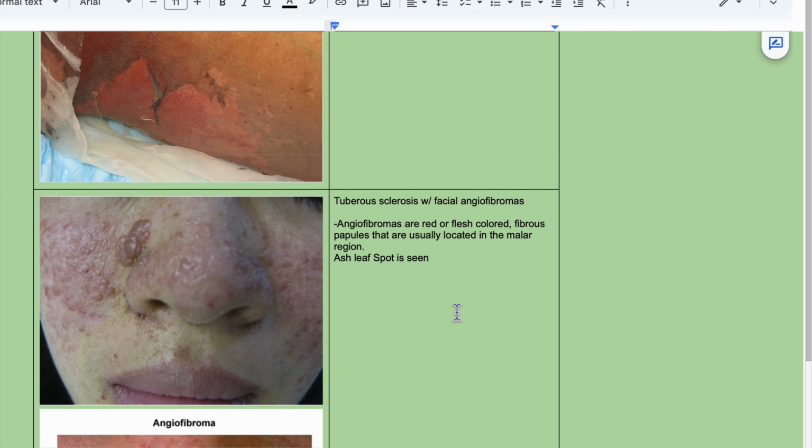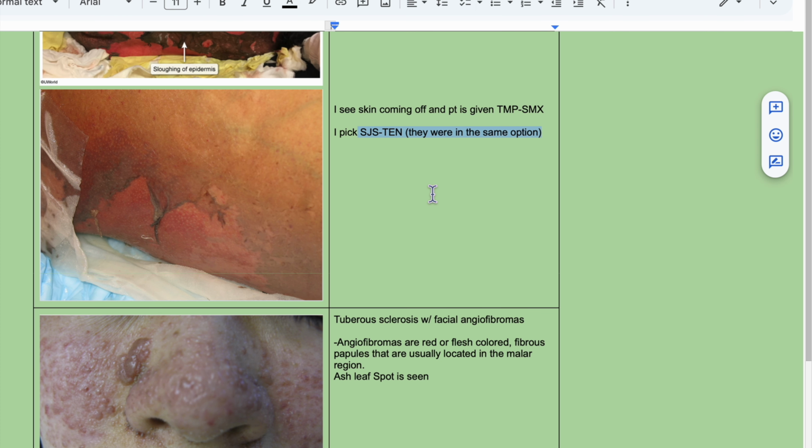Right, so they were given TMP-SMX, and I saw in the question the skin was coming off like that. So I picked this because that was the same option.